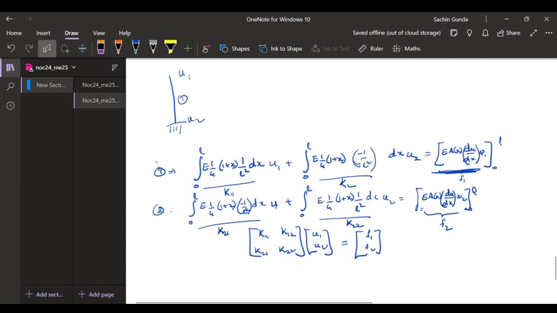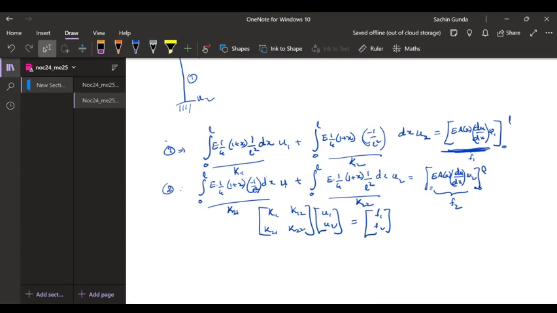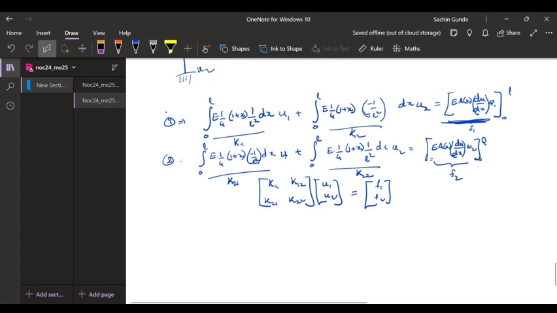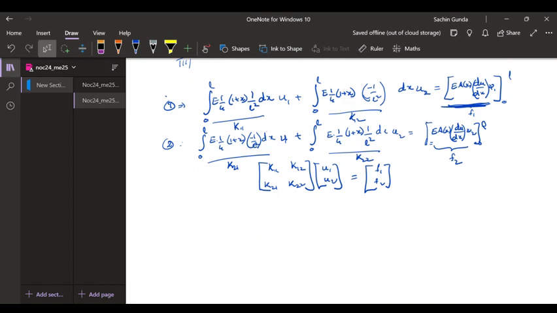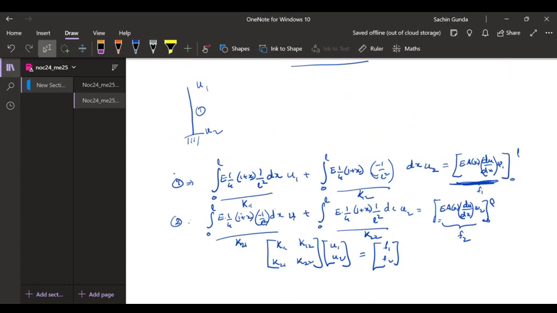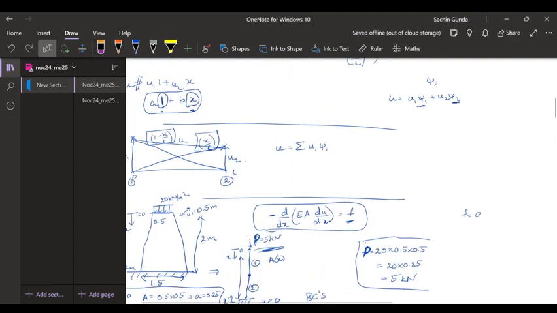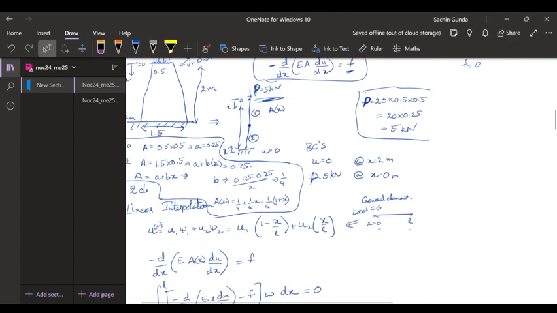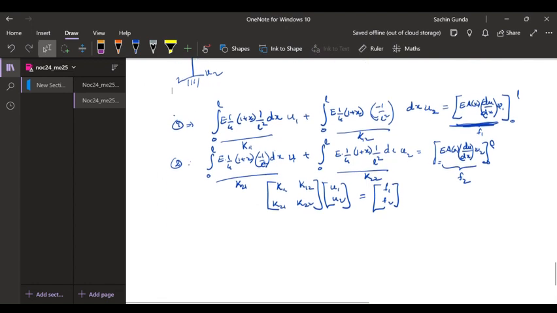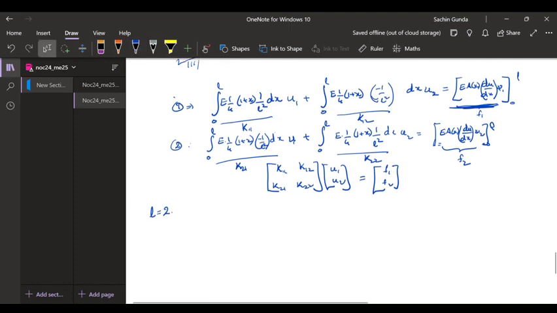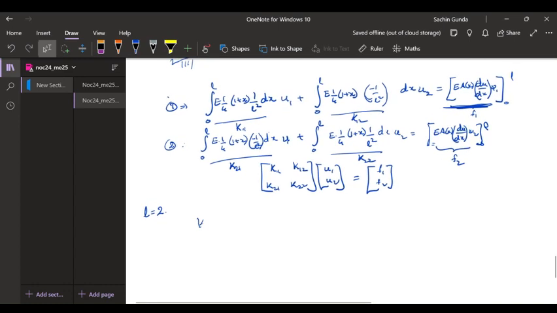So these are the linear shape functions. If you'd like to know how we ended up with this expression, just refer to the previous tutorial. In this case, the element is from 0 to 2, so L is equal to 2. Let's quickly calculate the expressions.